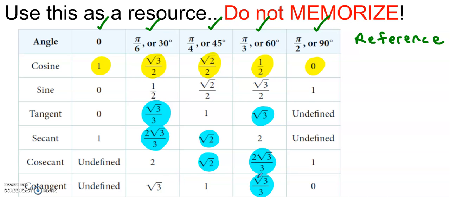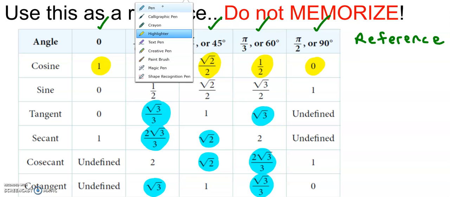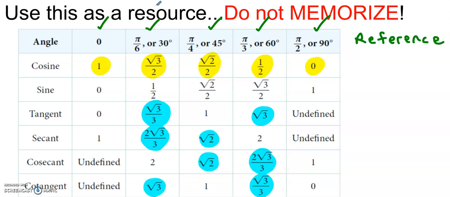I would not recommend that you memorize this, but this could be a resource. This will really help you understand why and where some of these values come from. So a lot of the values we will encounter as far as these 6 trig functions can be found in this table. Again, don't memorize it, but just use this as a point of reference, no pun intended.